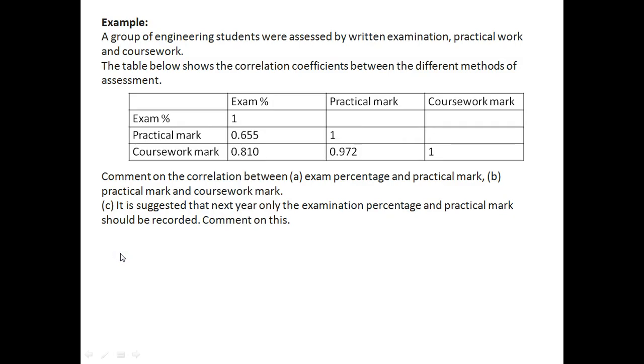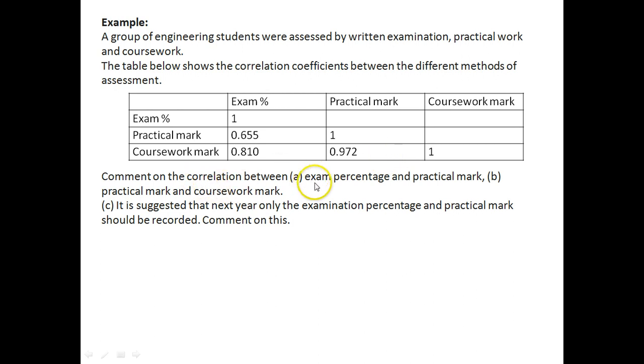An example. A group of engineering students were assessed by written examination, practical and coursework. The table below shows the correlation between the different methods of assessment. So the exam with itself gives you 1. The exam with the practical gives you 0.655. The exam with coursework gives 0.810. But the practical with coursework gives 0.971.